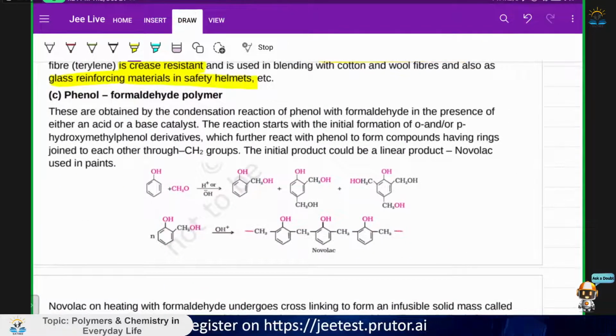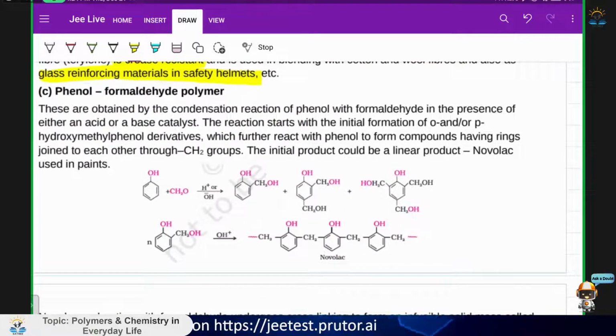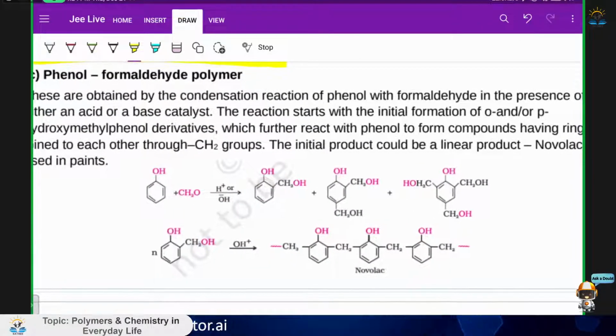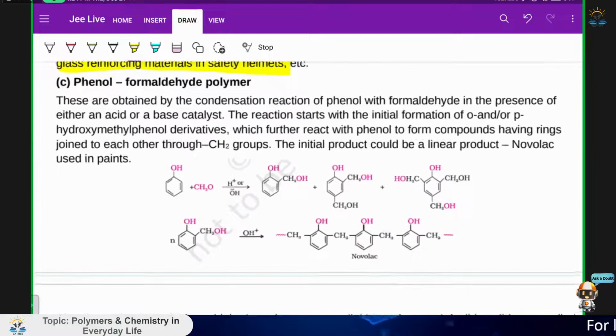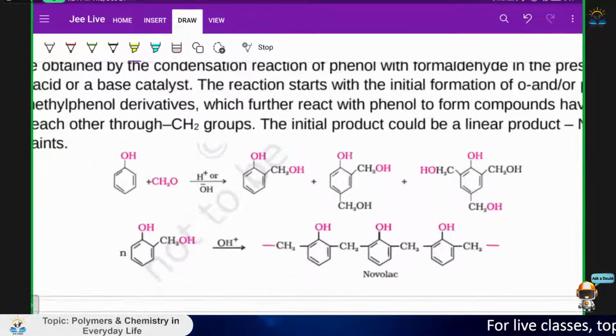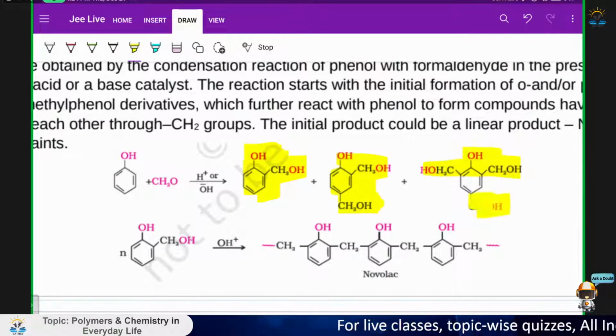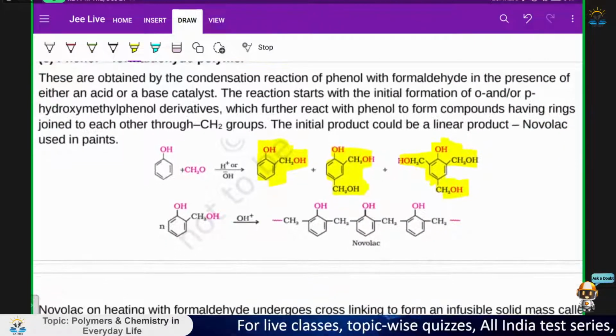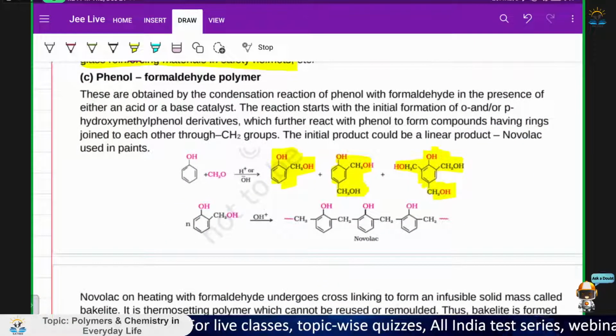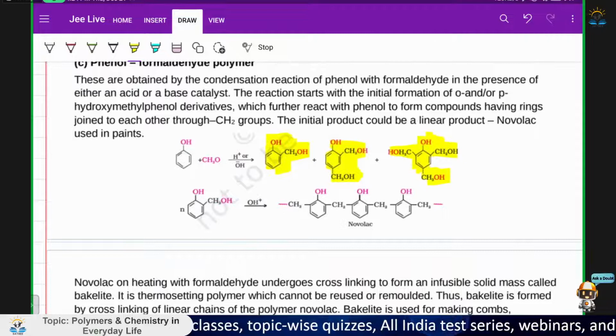Now, phenol formaldehyde polymer. These are obtained by the condensation reaction of phenol with formaldehyde. When we combine phenol with formaldehyde, we get ortho and para substituted products. See, this is ortho substituted, or this has both ortho and para, or we get a tri-substituted product. Here we have to learn about two compounds, which are Novolac and Bakelite. How is Novolac formed?